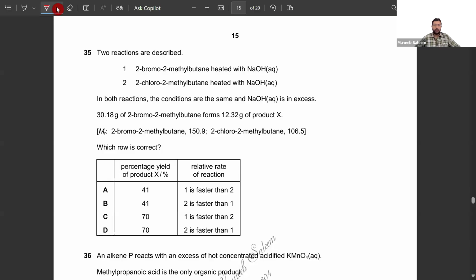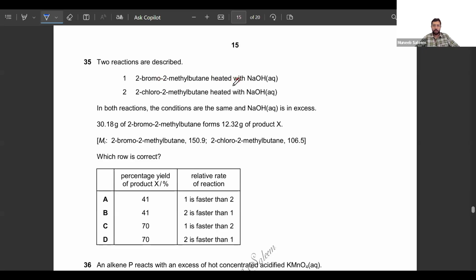Now question number 35, it states two reactions are described. We have these two reactions between these two compounds. In both reactions, the conditions are same and NaOH is in excess. We have this mass of the first compound to form 12.32 gram of product X. And then Mr values of both the compounds are provided. We have to check which row is correct.